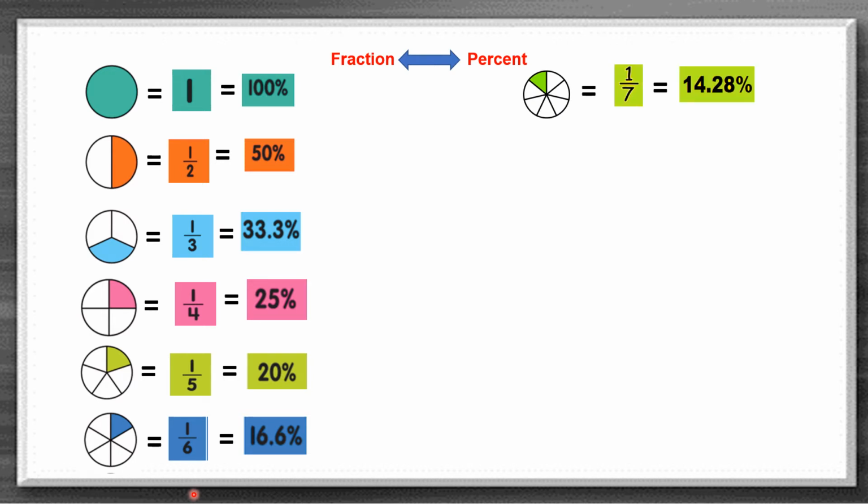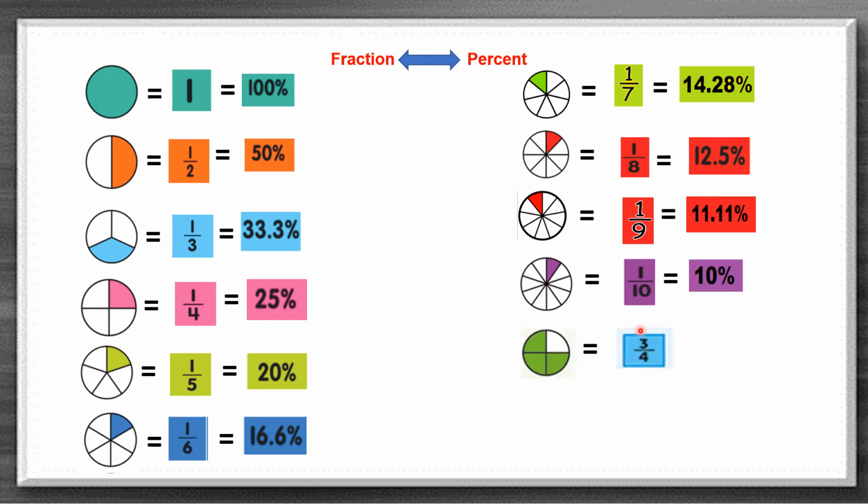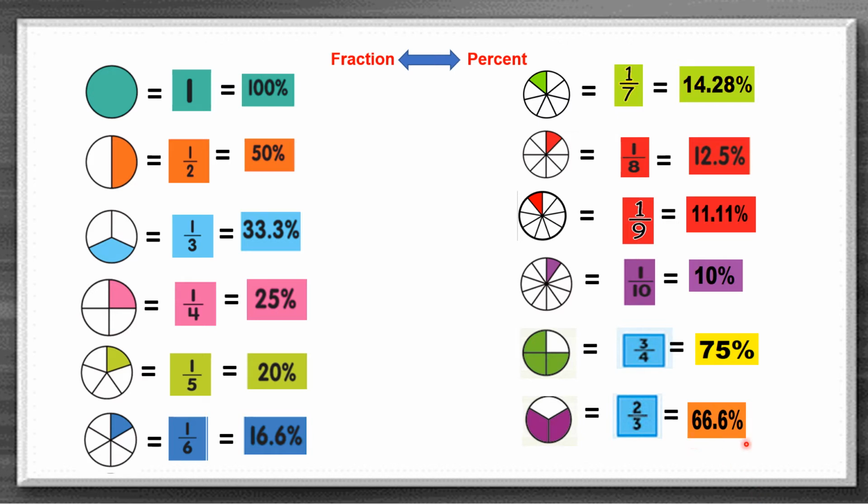Now 1 by 7 will be equal to 14.28%. 1 by 8, the percentage is 12.5%. That means the fraction 1 by 8 equals 12.5%. 1 by 9 is 11.11%. 1 by 10 is 10%. 3 by 4 equals 75%. And 2 by 3 equals 66.6%.